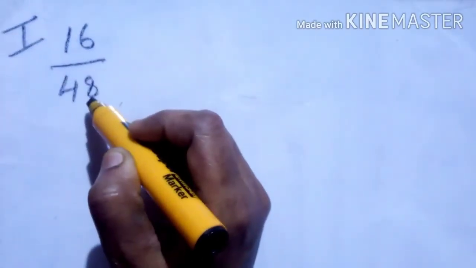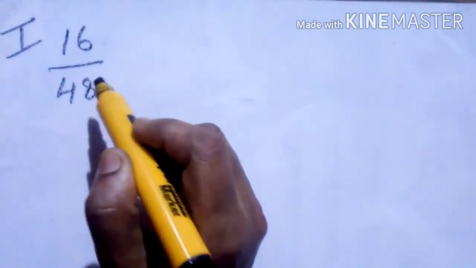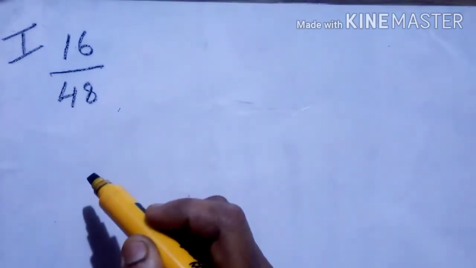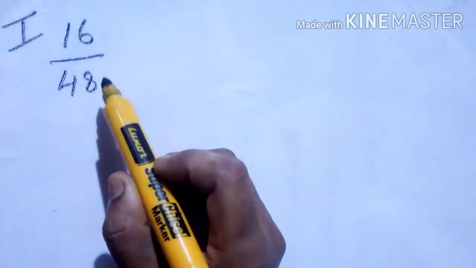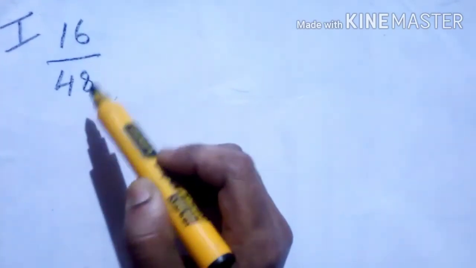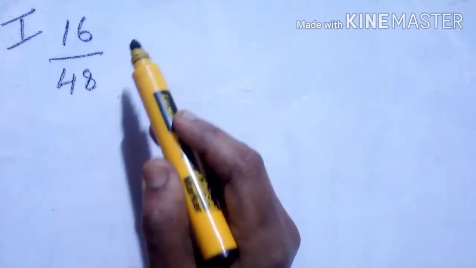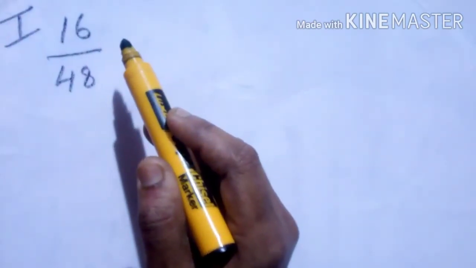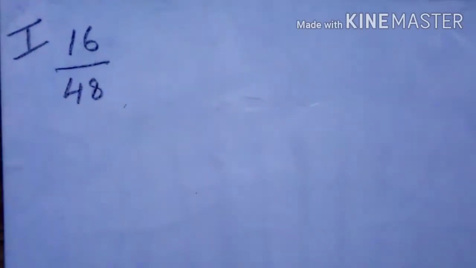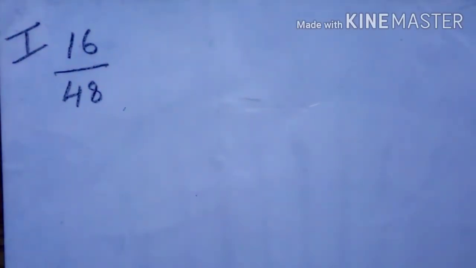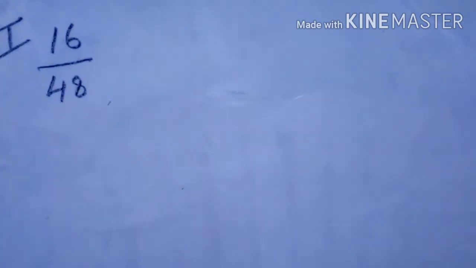Let us take one example. 16 by 48. This has to be reduced to its lowest term. There are two methods to do this. The first method is to keep dividing the numerator and denominator by one of their common factors till no further division is possible. The second method is to divide the numerator and denominator by their highest common factor. Let us see the first method.